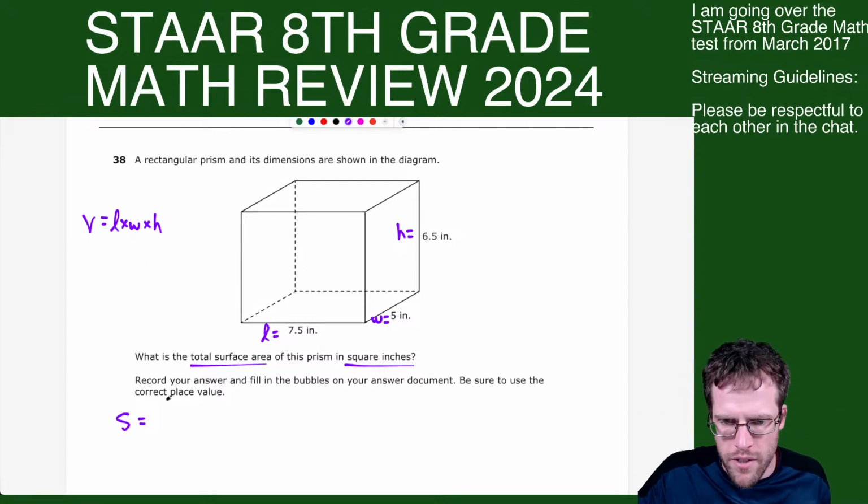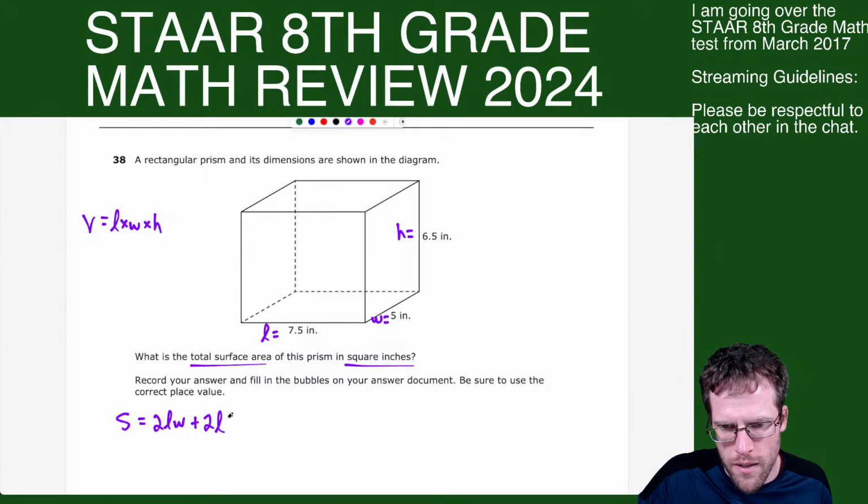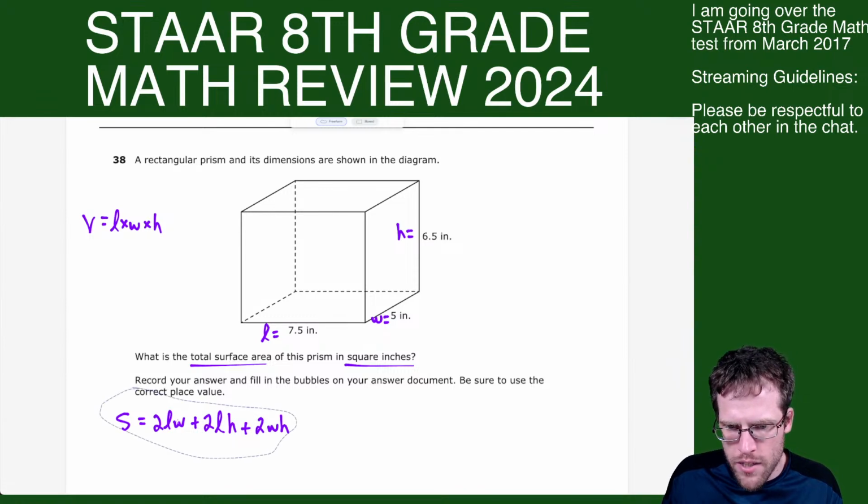So the surface area, I could say, is 2 times length times width, plus 2 times... you see here I left out h. So now I'll leave out w. So this is plus 2 times LH. And then I'll leave out L and say plus 2 times WH. But this formula can be a little annoying to remember. If it's not on your reference page, I like to just break this down.